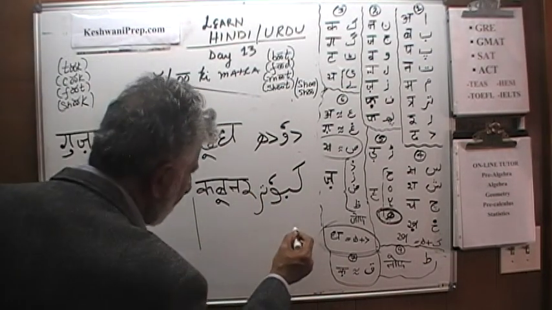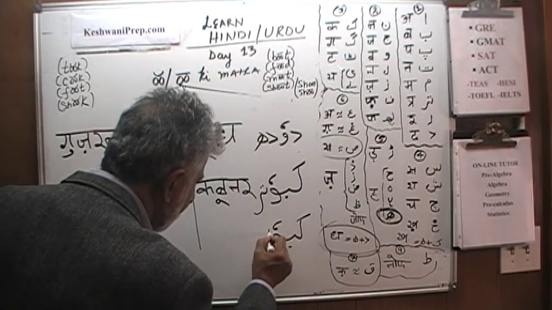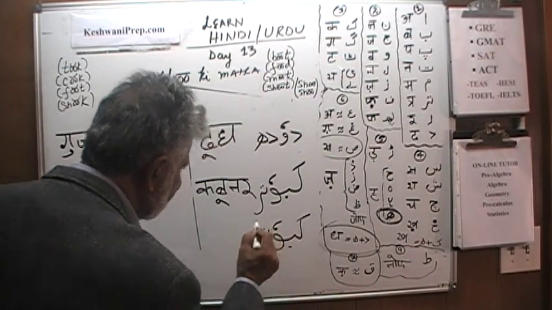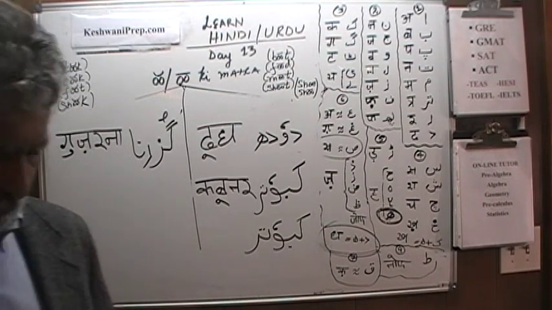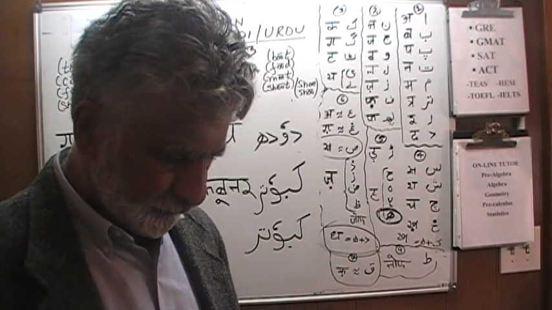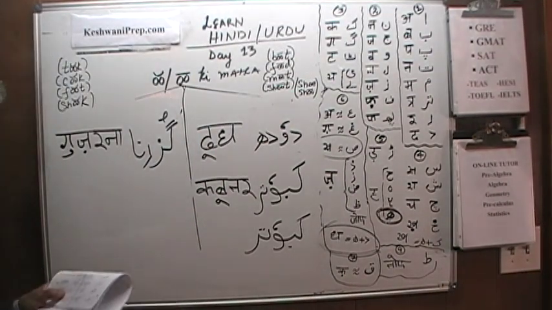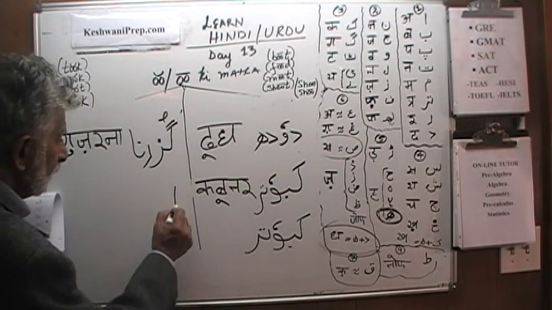Okay. It became a little bit crowded, I'm going to rewrite it. Ka, bu, and this is ta and a ra, kabutar. You know what kabutar is? Kabutar, I believe, is a pigeon. Kabutar. Let's do one with the choti uki matra. Let's see if you can read this thing.